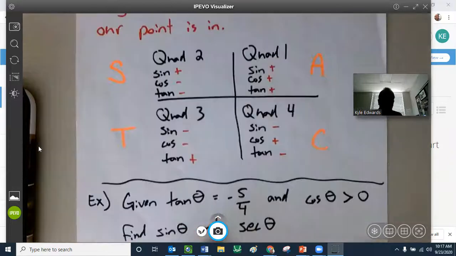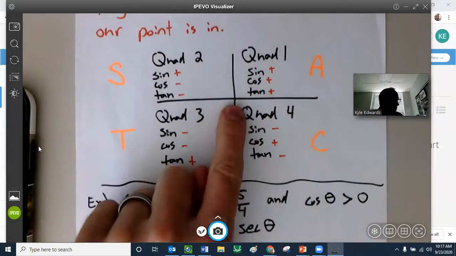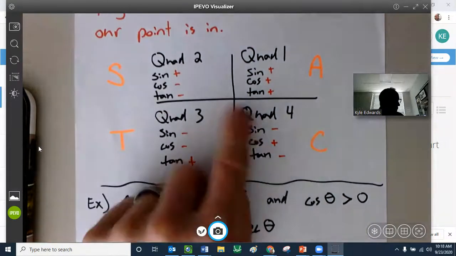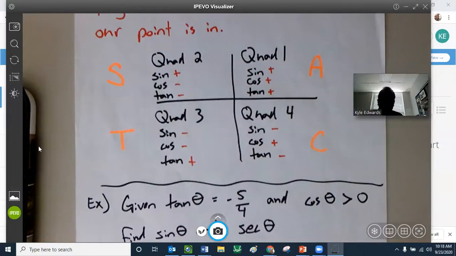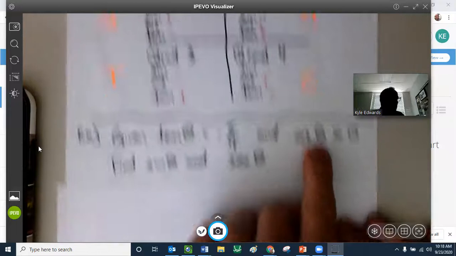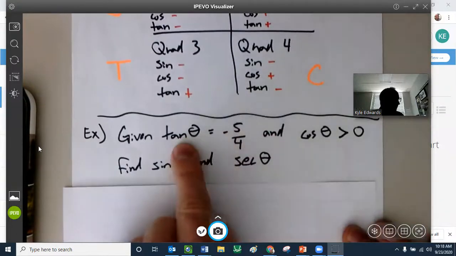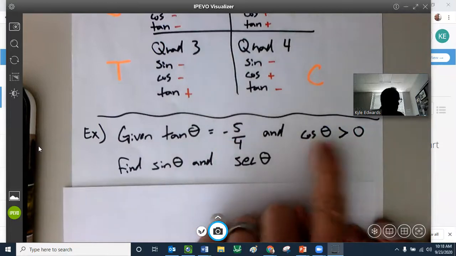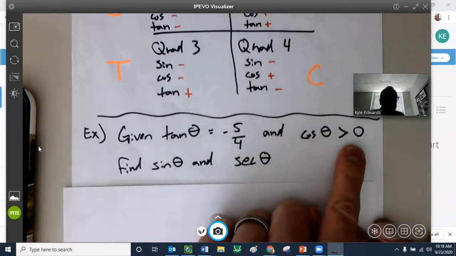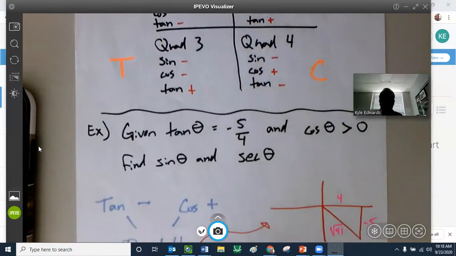From our handy-dandy little visual aid up here, tangent is actually negative in 2 different quadrants. I could draw a triangle over here in quadrant 2, or I could draw a triangle over here in quadrant 4. So I can't have 2 different answers. I got to know which one. That's why they gave us this other piece of information. They're telling us cosine is positive. So tangent is negative, cosine is positive. What quadrant are we talking about? The answer? Quadrant 4. Okay.